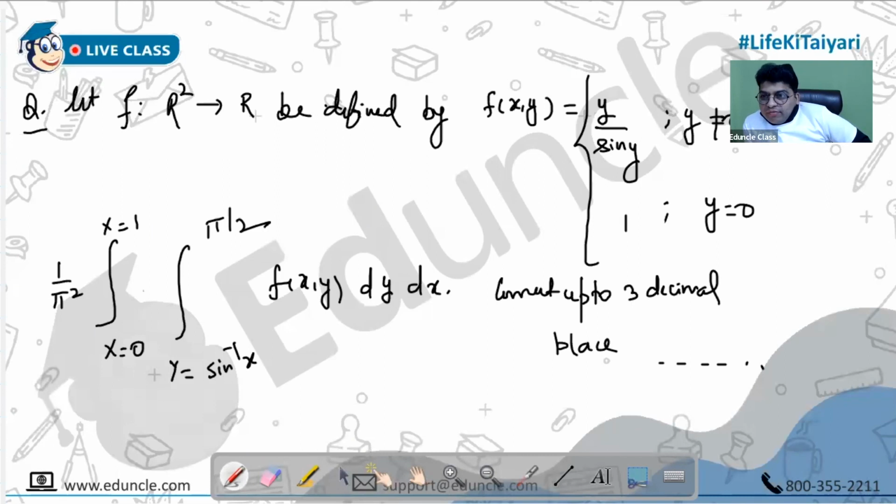Have you done this problem? Has anybody solved this problem? I think this question was asked in an IIT exam of some previous year. Who will solve it? Dinesh, you can just change the order of integration and solve the problem.